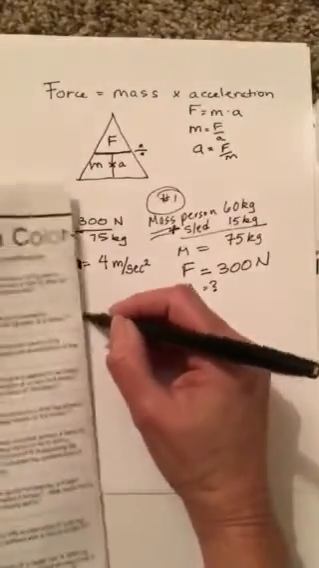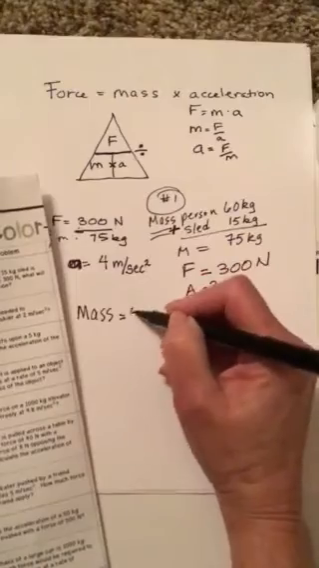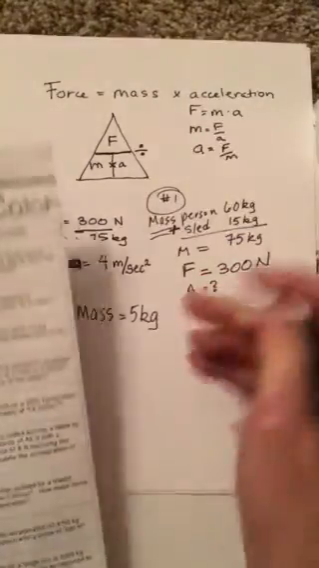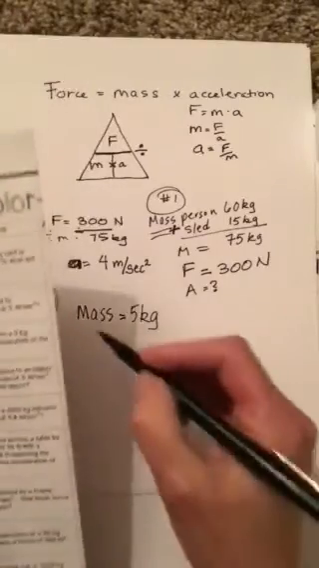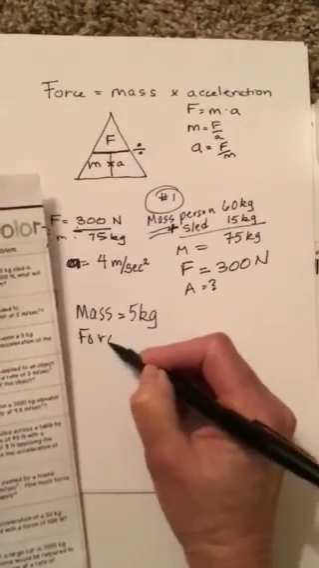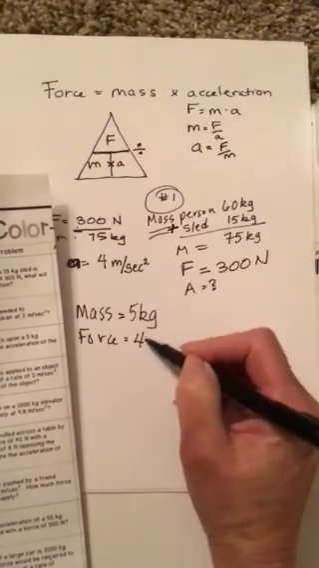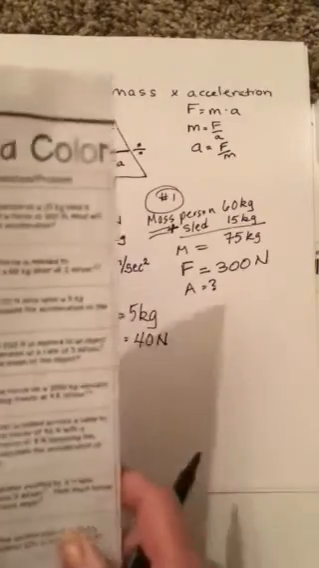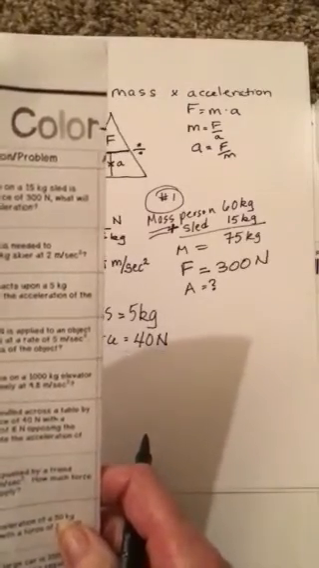So we have a mass which is equal to 5 kilograms. And we have a force which is equal to 40 newtons pulling on the mass. But we also have an opposing force of 8 newtons.